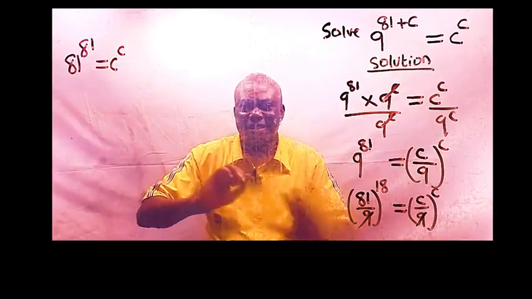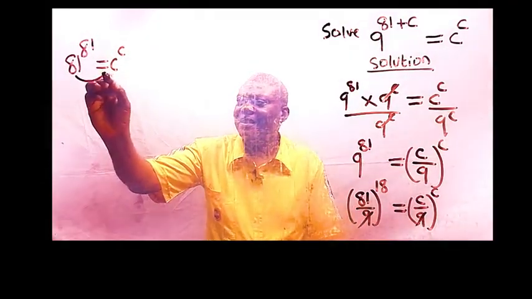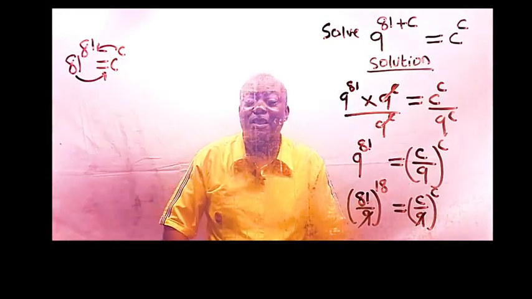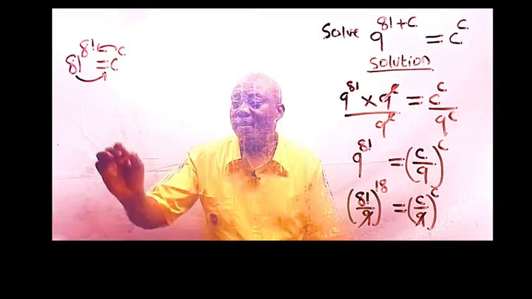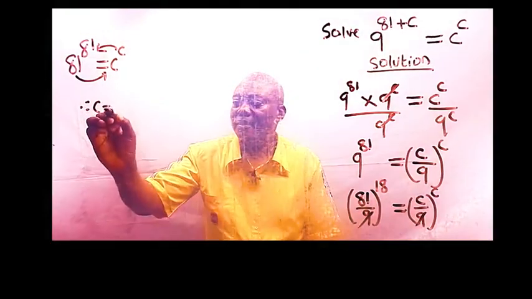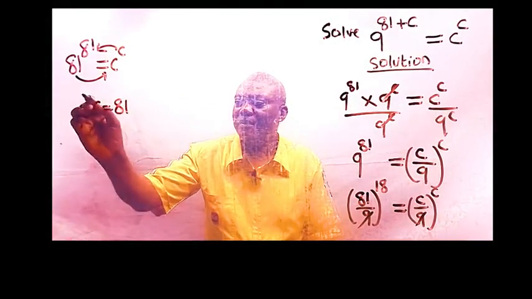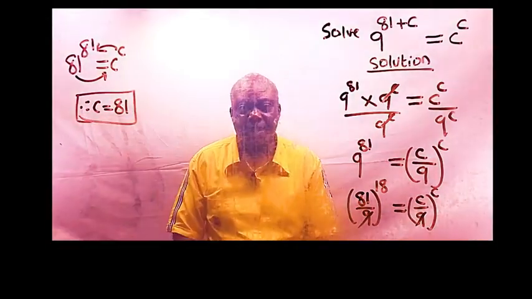So in all ramification, c is 81. If you use the base, c is 81. If you use the power, c is 81. Therefore, c is equal to 81. And that is the final answer.